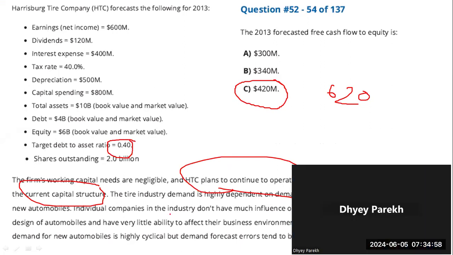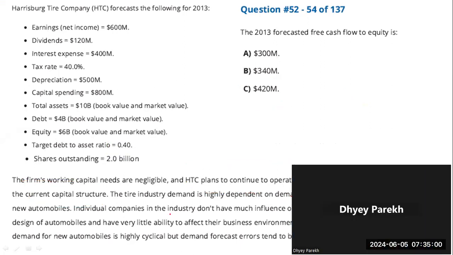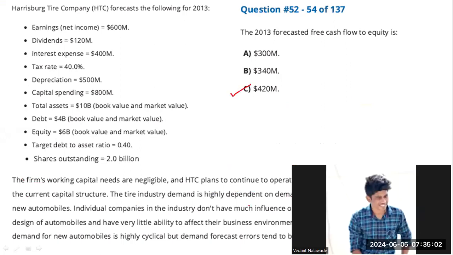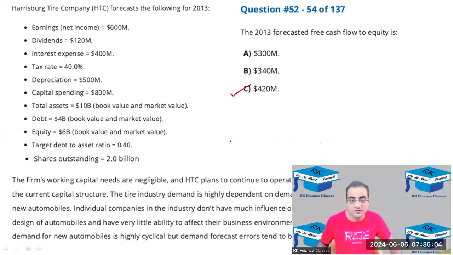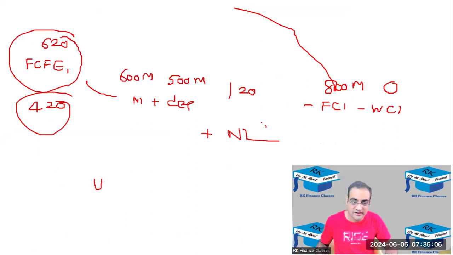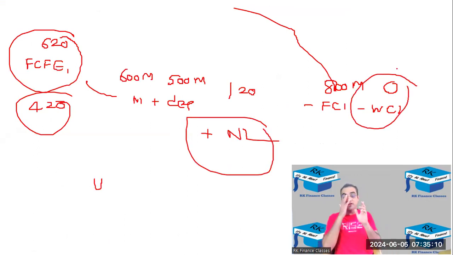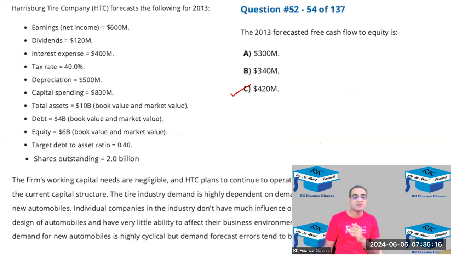Clear? Yes, sir. Got it. Thank you. Vedant, clear? Yes sir. All right. So Vedant, you were missing out with the formula. You were adding interest into 1 minus tax rate, which probably would have resulted in your answer being wrong. 400 into 0.6, 240, adding that, you might have got a slightly different answer.